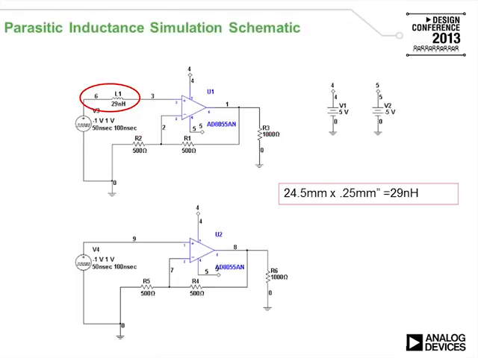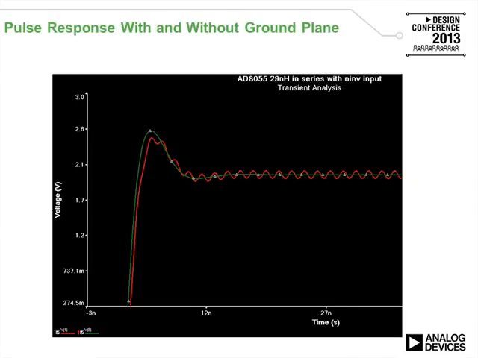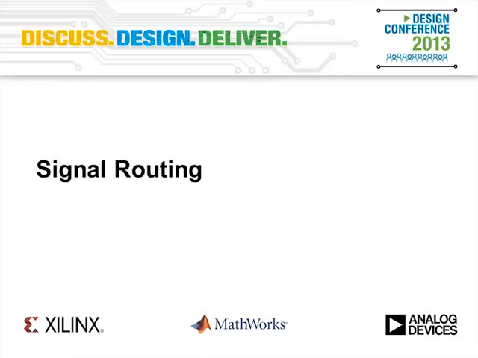Here's an example of a parasitic inductance. You can put it in series, and in this case it's put in series into the non-inverting input of an amplifier, and the result when you simulate that is this. So you want to reduce parasitic inductance as much as you possibly can. Signal routing.